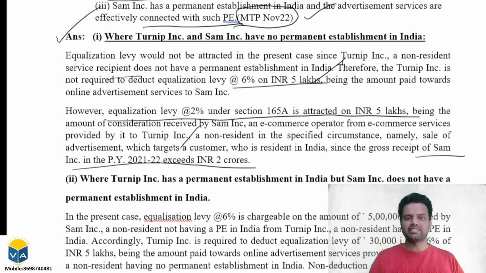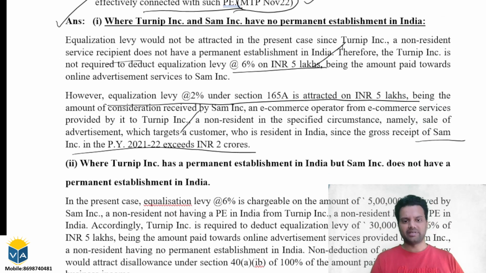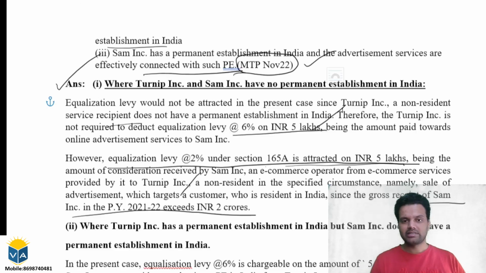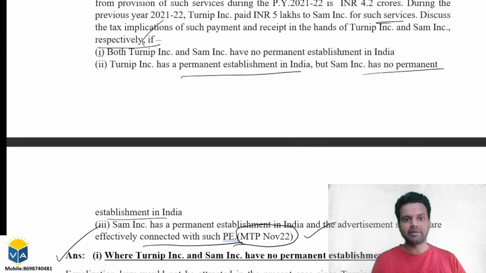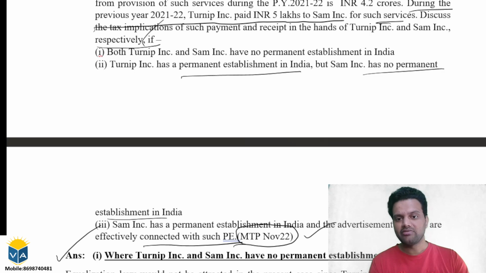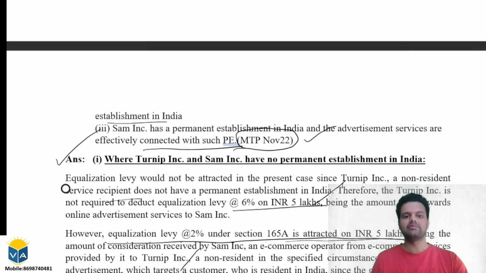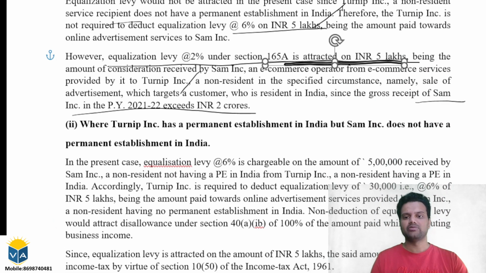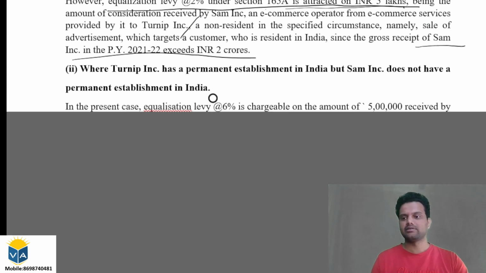Now we will see what the answer for point number 1 is. Point number 1 says that equalization levy of 2% under section 165A is attracted on 5 lakhs. 5 lakhs is the total payment made by Turnip to Sam. It was covered here: during the previous year 2021-22, Turnip paid 5 lakhs to Sam Inc. for such services. The company names are a little confusing, so you can rewatch this video again for clarity.